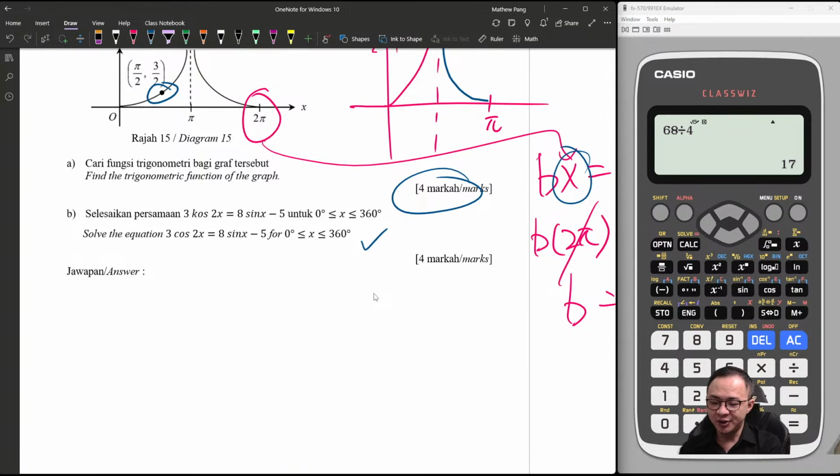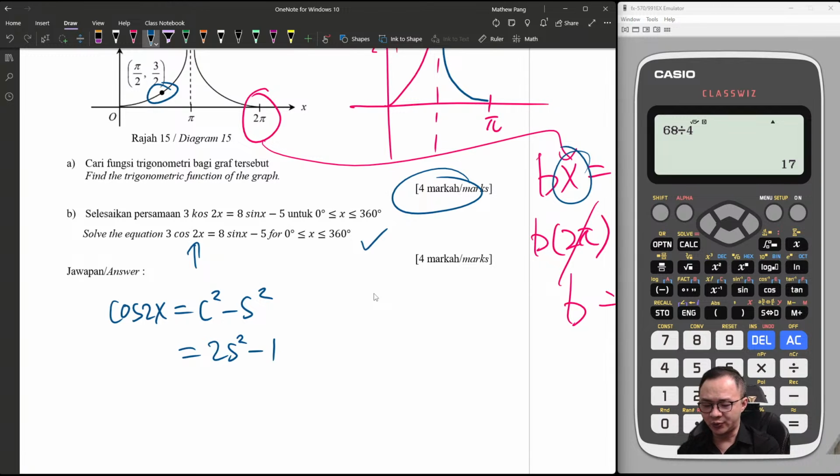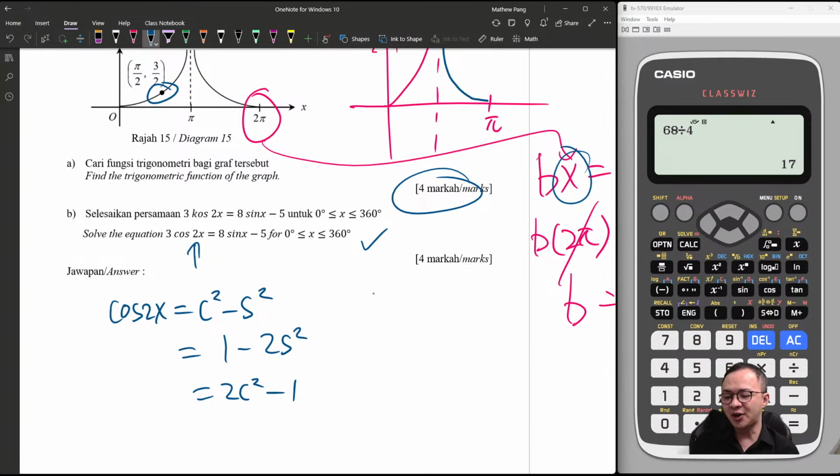Solve this equation. Cos 2x double angle, you can go to the formula. You have 3 choices: cos square minus sine square, 1 minus 2 sine square, and 2 cos square minus 1. So you have 3 choices here. But because here got sine x only, I prefer to have cos 2x in sine only. So I will choose the second one.